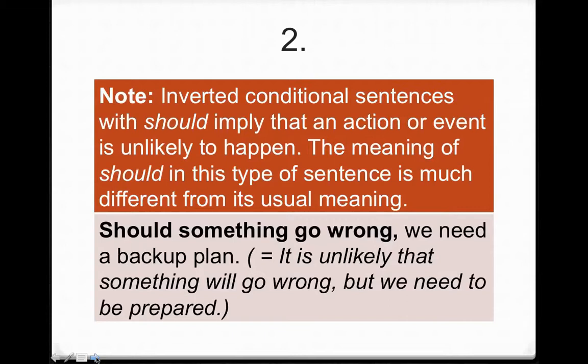Okay, note the inverted conditional sentences with should imply that an action or event is unlikely to happen. This is another meaning of should that we haven't really talked about. The meaning of should in this type of sentence is much different from its usual meaning. Should something go wrong, we need a backup plan. And what this means is it's unlikely that something will go wrong, but we need to be prepared.